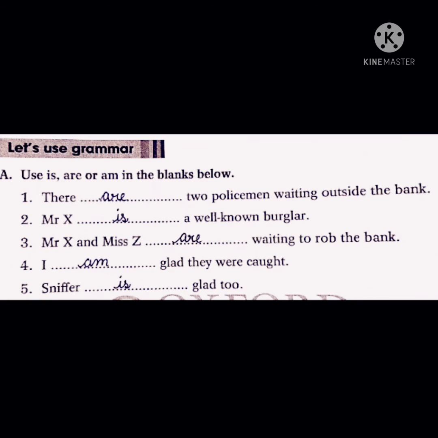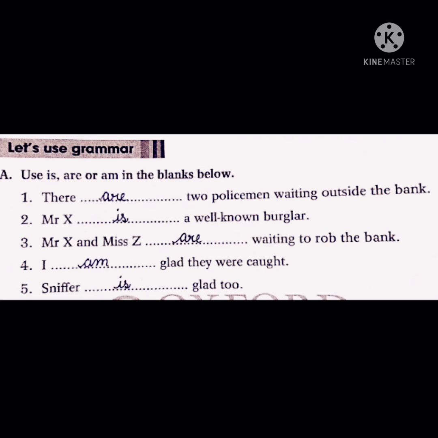Just open page number 27. Here exercise A is related to uses of is, are and am. So use is, are, am in the blanks below. There dash two policemen waiting outside the bank. So here two policemen are there. So we have to use are here. So the sentence will be like that. There are two policemen waiting outside the bank.